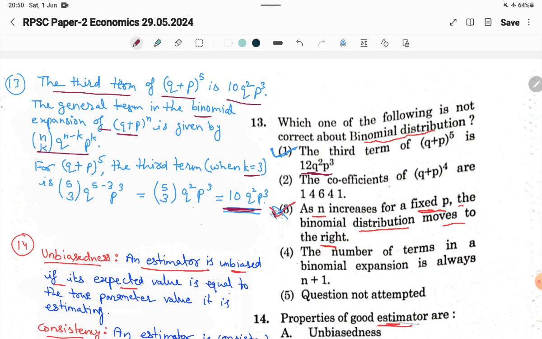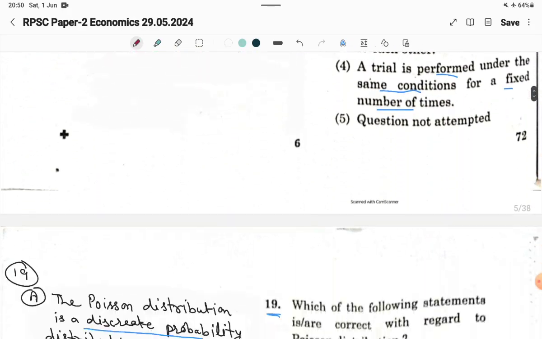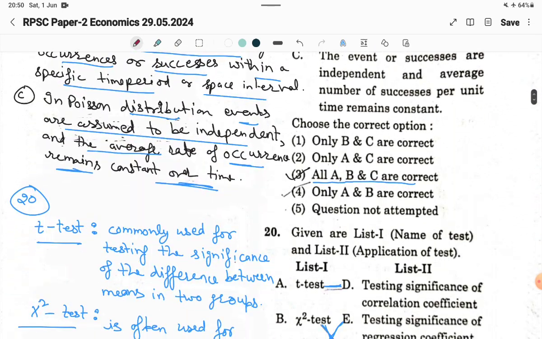Sorry for the mistake. Now we will move further from the 21st question.